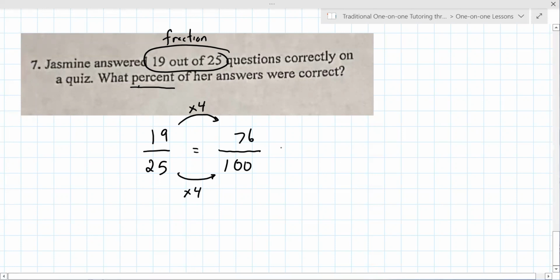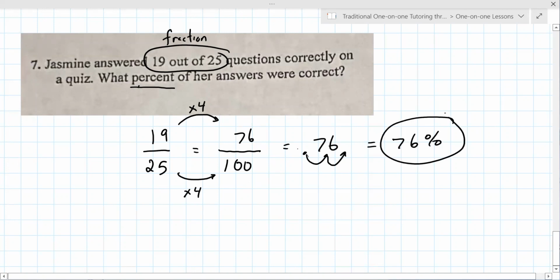Okay. So now how do you convert this to a decimal? 76 over 100. I mean, it's just technically 76%. That's right. It's 0.76, but then to convert it to a percent, you move the decimal right 2 times to get 76%. Very good.